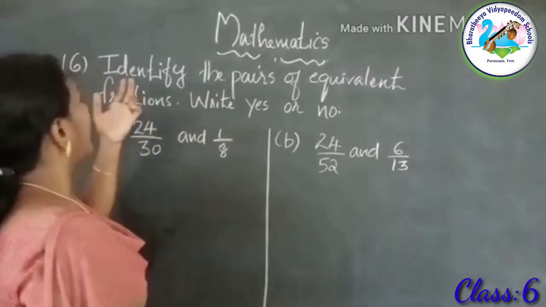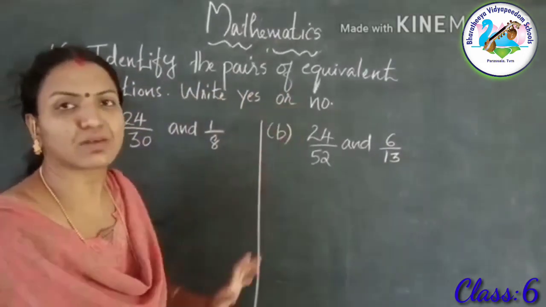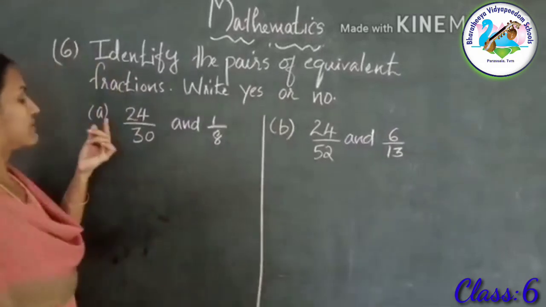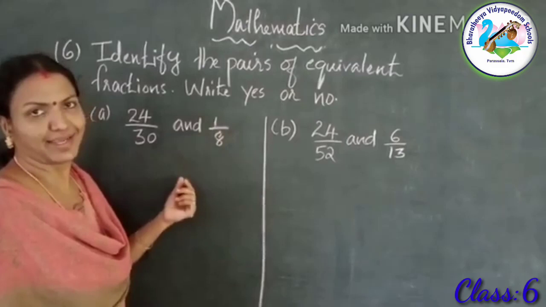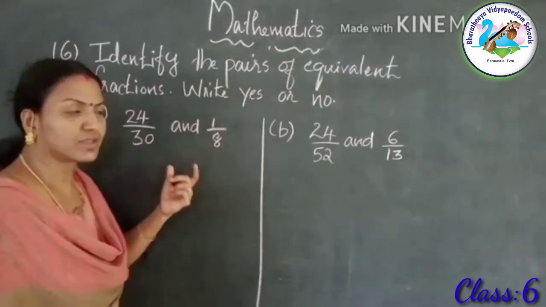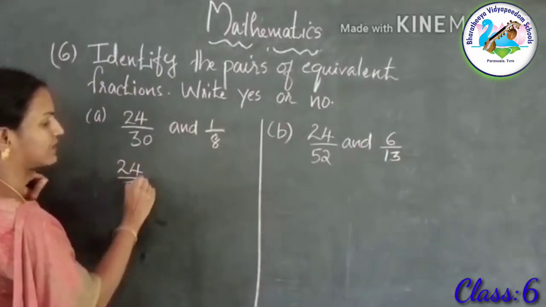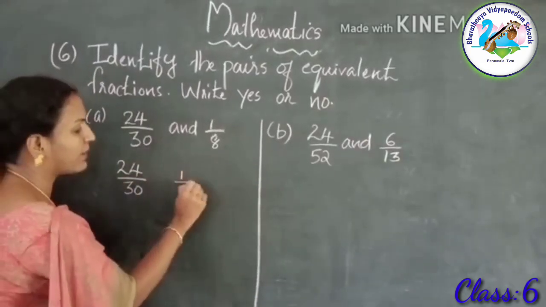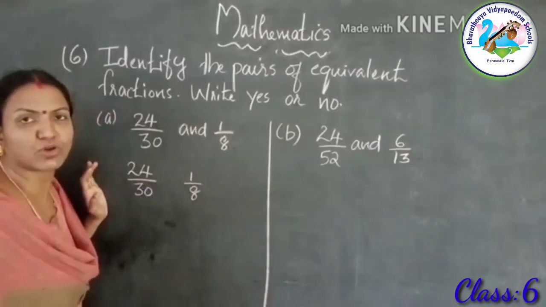In question number 6, identify the pairs of equivalent fractions, write yes or no. First option, 24 by 30 and 1 by 8. How to compare whether two fractions are equivalent or not? 24 by 30 is the first fraction and 1 by 8 is the second fraction.